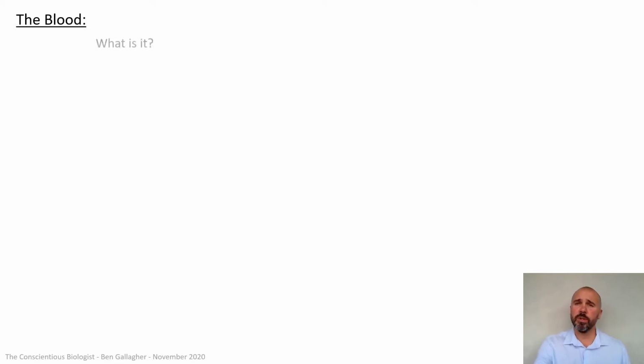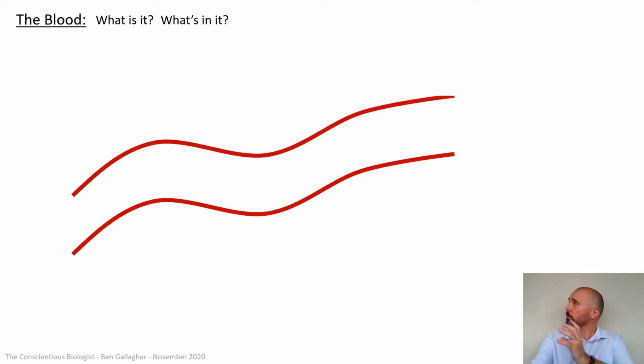So to start off with, we're talking about the blood. What is it and what's in it? So if I put up here just a blood vessel, this could be an artery, capillary, or a vein, it doesn't matter. I've just drawn it in a very generic way. Let's think about what's inside there. Well, you know you've got liquid to carry all the cells and the different elements around. That liquid element to the blood is called the plasma. Everything else floats around in it.